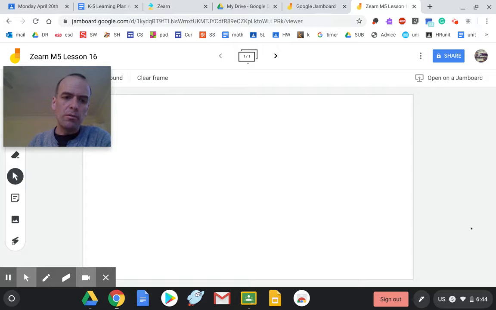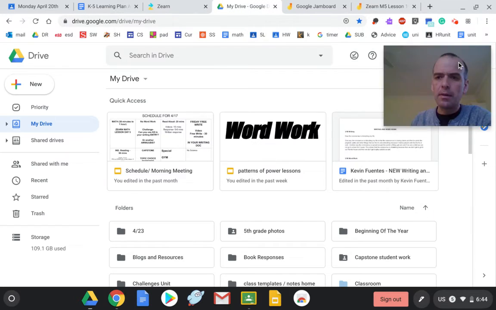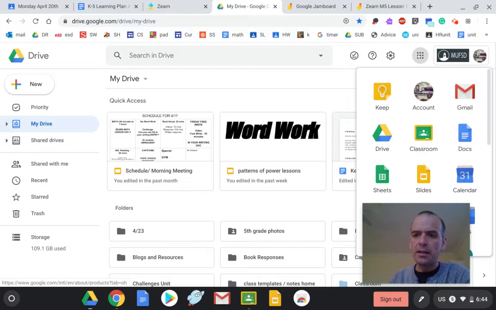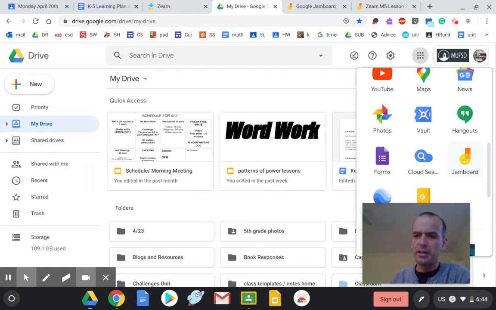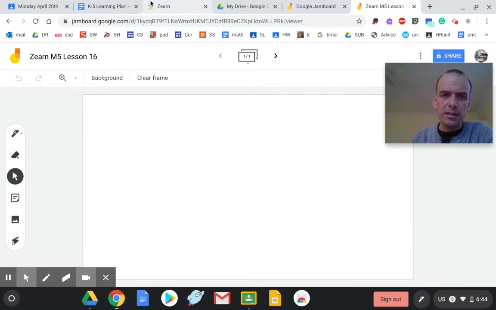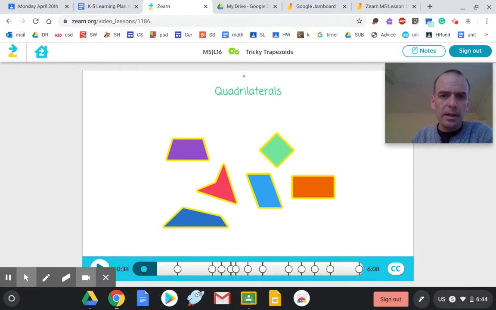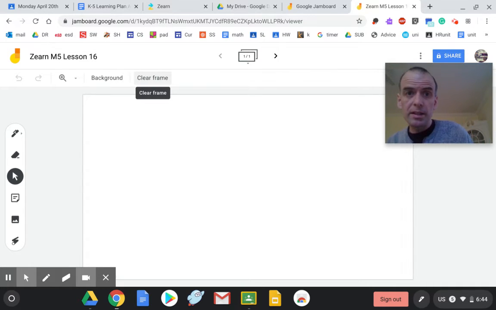So I want to show you what I'm talking about. First, I open Jamboard. Remember, you just go to Drive, you go to your waffle here, and it's one of the apps. It's like a colorful J, or no, it's not, it looks like a music note kind of. Okay. Then I looked at Zearn, and up here it says M5 lesson 16. So I just called my Jamboard Mod 5 lesson 16. Simple enough. That way I know which one it is.